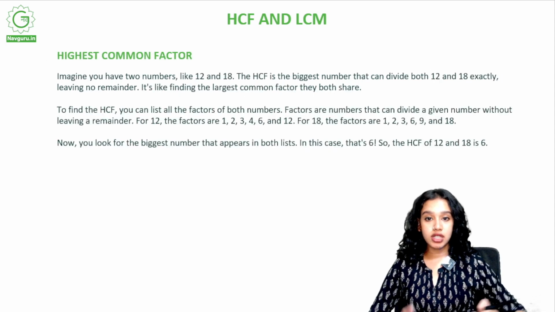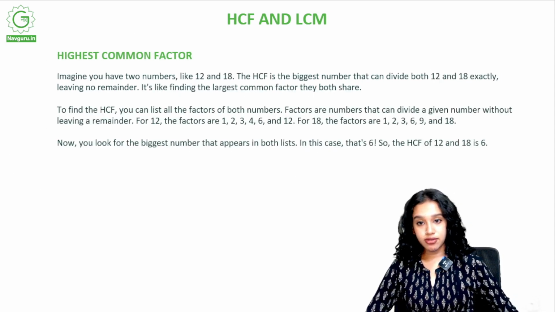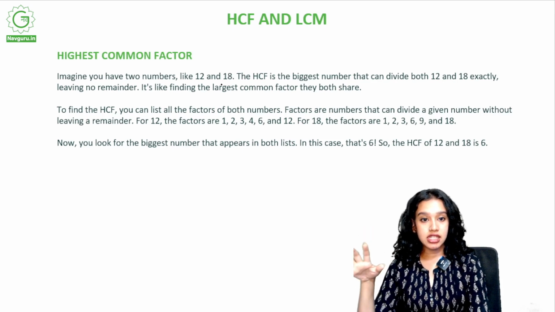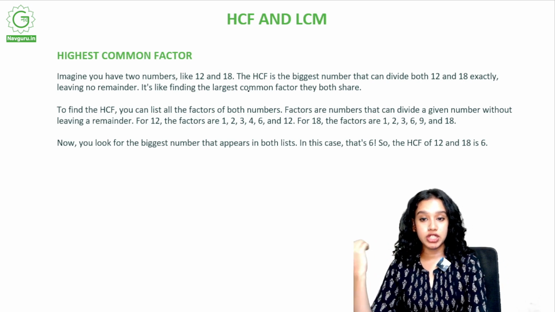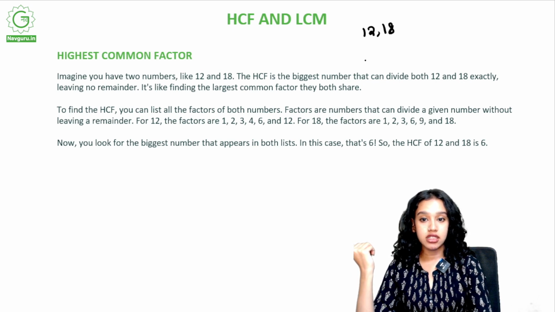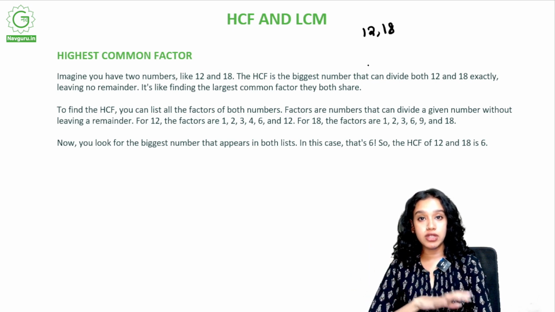Now let's move on to the next topic, which is highest common factor or HCF. So imagine you have two numbers like 12 and 18. The HCF is the biggest number that can divide both 12 and 18 exactly, leaving no remainder. It's like finding the largest common factor they both share, right? So we have 12 and we have 18. So we have to find the highest common factor of both of these numbers.